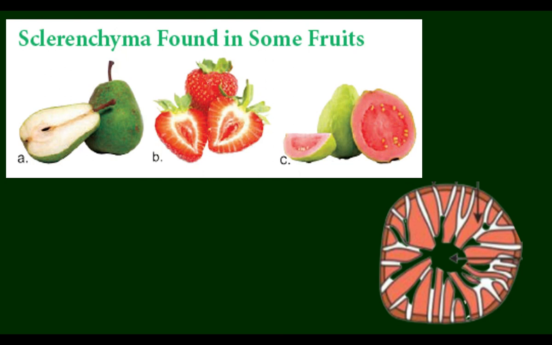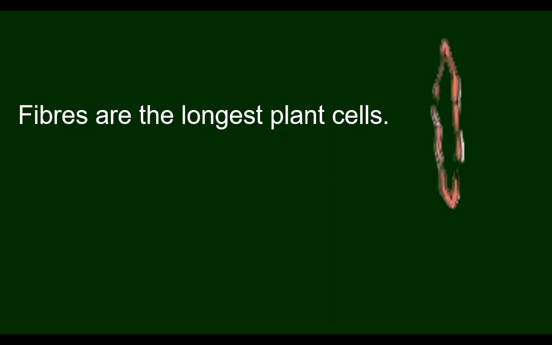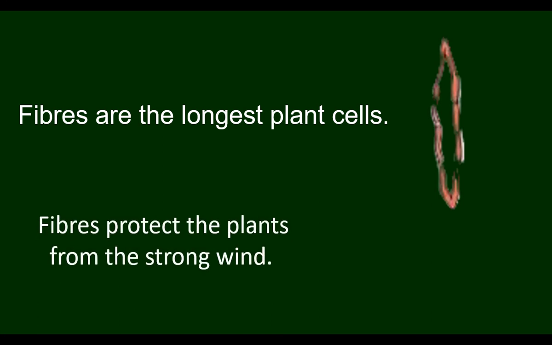Sclereids are found in fruits like guava and pear fruit. Sclereids are found on the seed coat. The tough nature of seed coat is due to the presence of sclereids. Fibers are the longest plant cells. The fibers give mechanical support and protect the plants from strong wind.